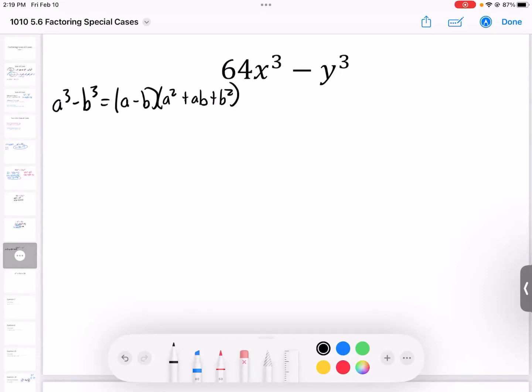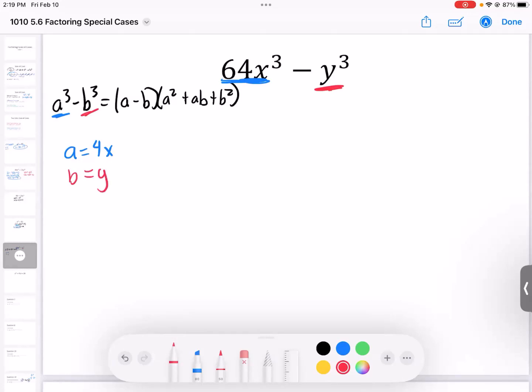So if we look at our first term, this is the term that's in the spot of a. So what cubed equals 64x cubed? Yep, so a is going to equal 4x because if you do 4 times 4, that's 16, and if you multiply by another 4, that's 64. And obviously x cubed equals x cubed. So a is going to be 4x. And then the y cubed is in the spot of b cubed, so that means that b equals y.